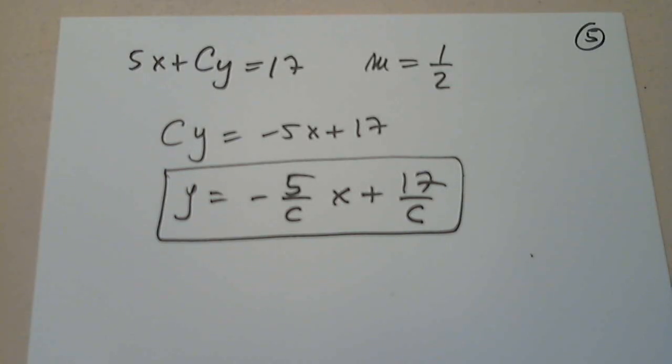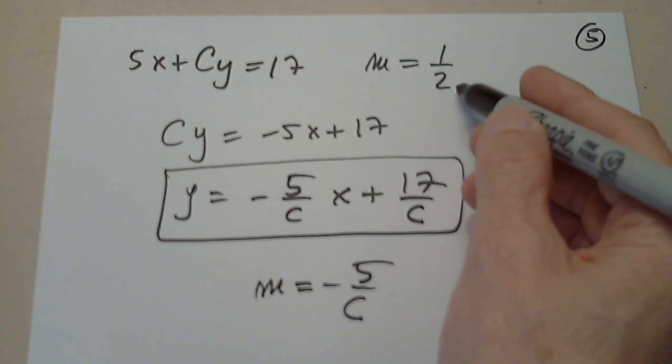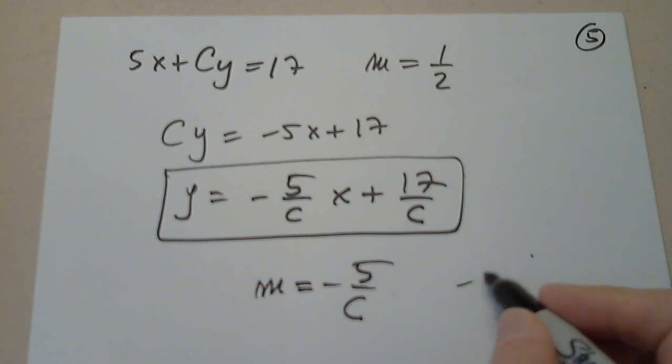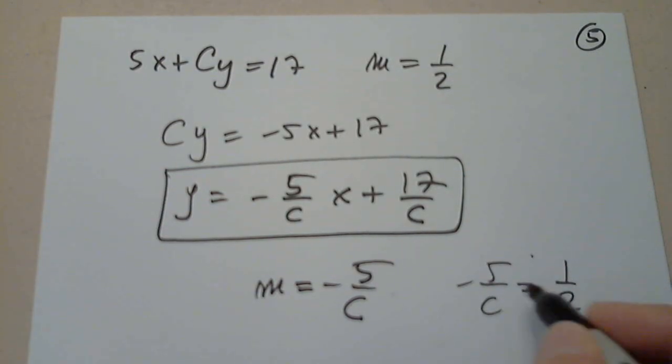5 over 1? Careful. -5 over 1? Careful. I just figured it was 1. But I can't. I have to read the slope I see. So what is the slope? -5 over c? Indeed. This has to equal 1/2. So -5 over c equals 1 over 2.